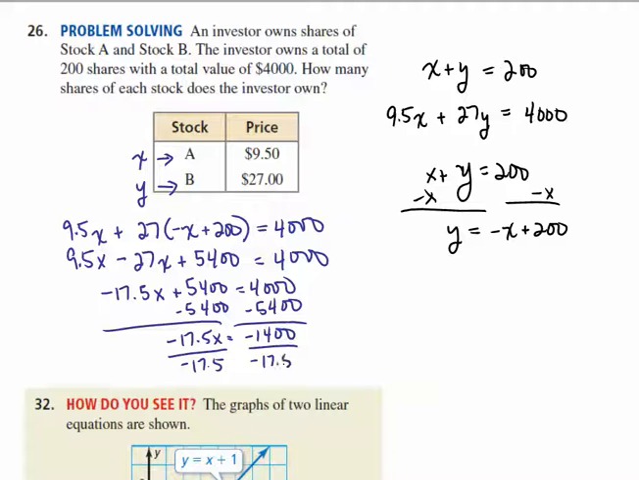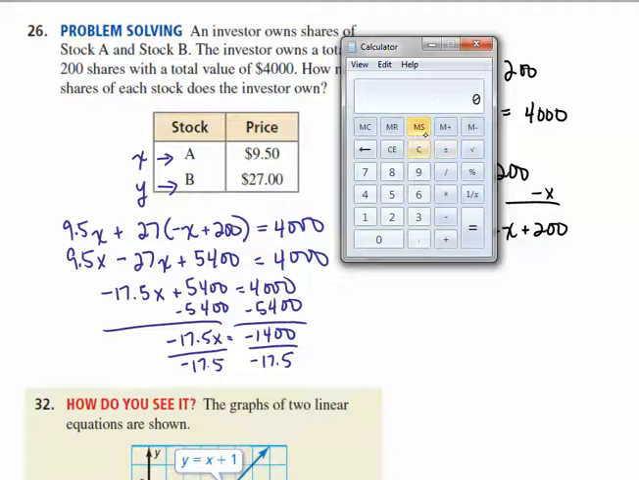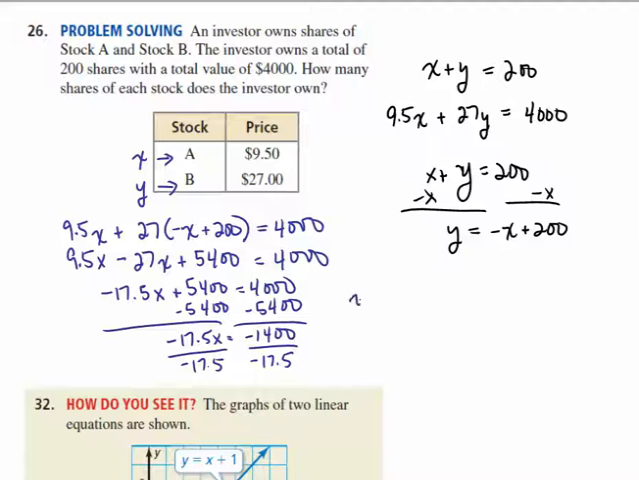Dividing by negative 17.5, and we end up with, bringing in the calculator again, 1,400 divided by 17.5. The negative divided by negative will be positive. 1,400 divided by 17.5 is equal to 80, which means that the investor has 80 shares of stock A. So 80 shares there. And if he has a total of 200, that must mean that he has 120 shares of stock B.